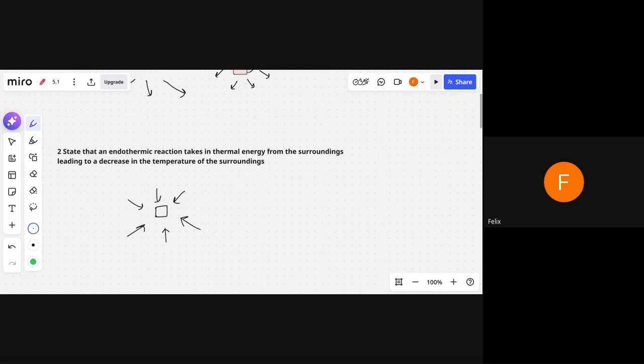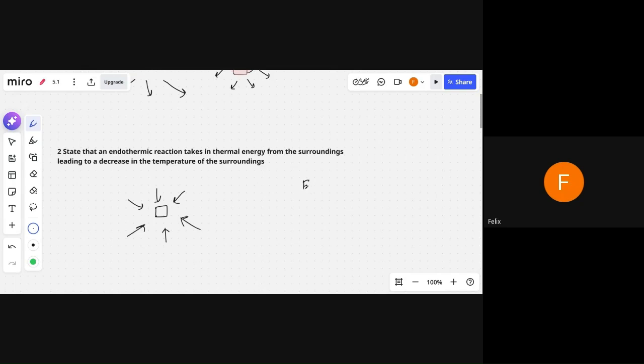So what is an example of an endothermic reaction? Photosynthesis can be an example of an endothermic reaction, and thermal decomposition reactions are endothermic reactions. For example, the reaction of citric acid and sodium hydrogen carbonate: when they react, they absorb energy from the surroundings. So this is the difference between an endothermic and exothermic reaction.